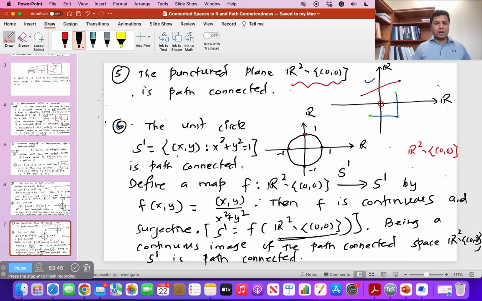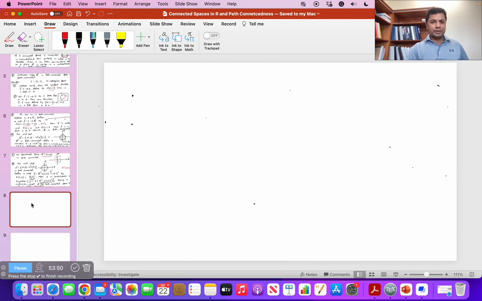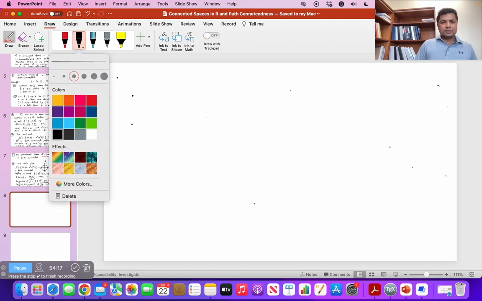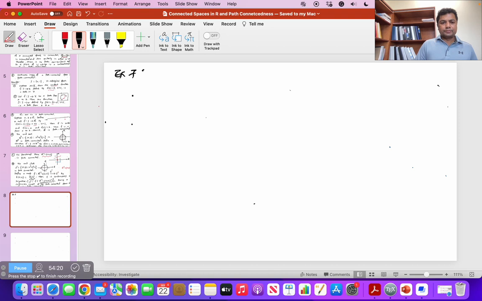Okay, now let me give you one final example. This is an example of a connected space which is not path connected. We have seen that a path connected space is connected, but I'm going to give you an example of a connected space which is not path connected. So the converse of the statement "a path connected space is connected" may not be true, which you can see from this example. Example number 7.